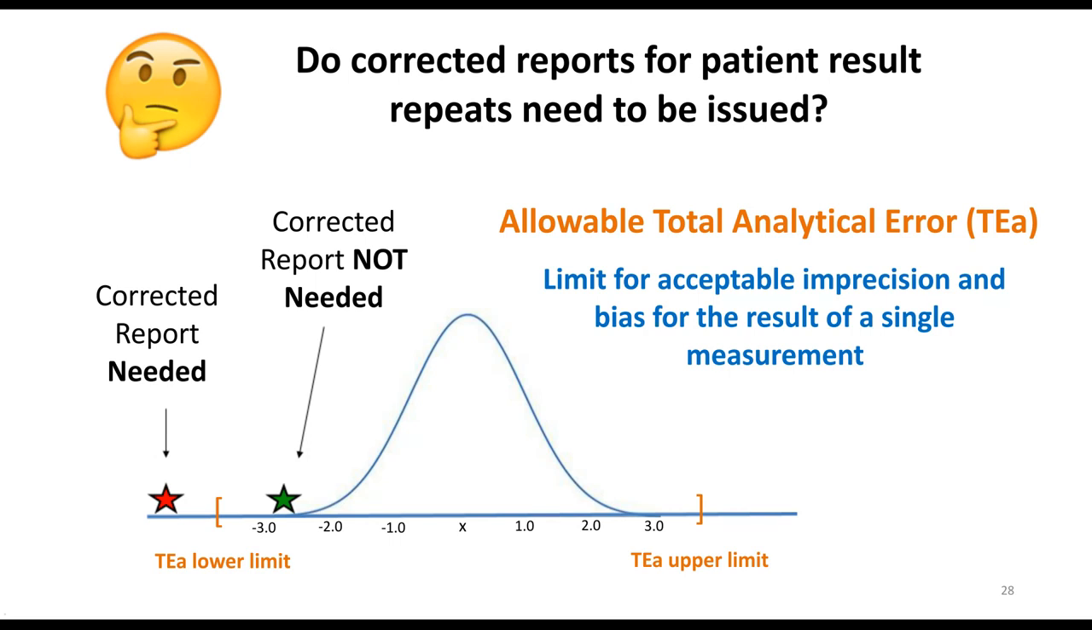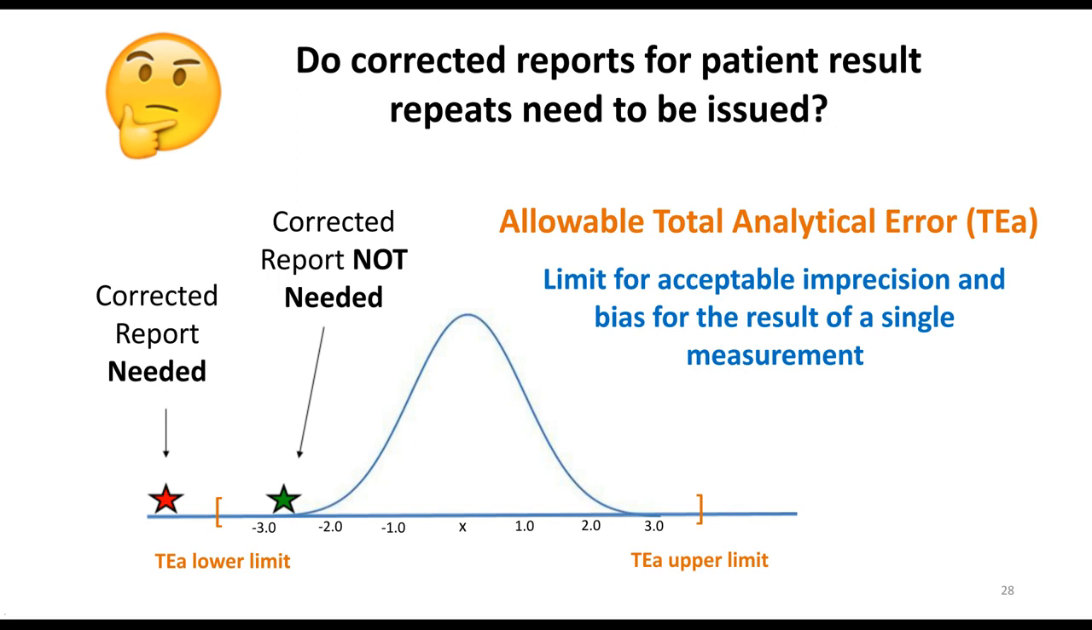So this graph shows the distribution obtained when performing measurements on a patient sample with the actual concentration of analyte in the patient sample represented by the mean. The lower and upper limits, as shown by the orange brackets on the graph, indicate the allowable total analytical error.